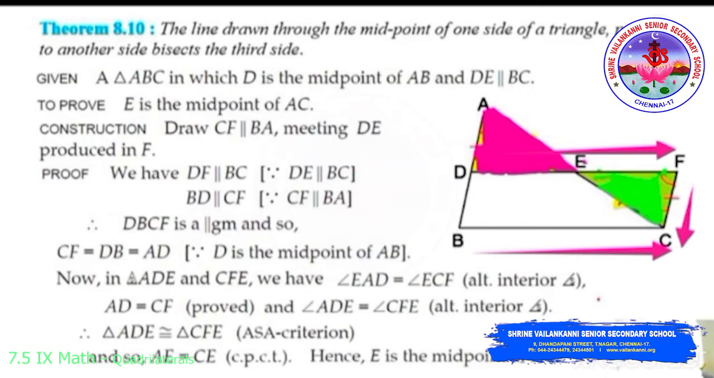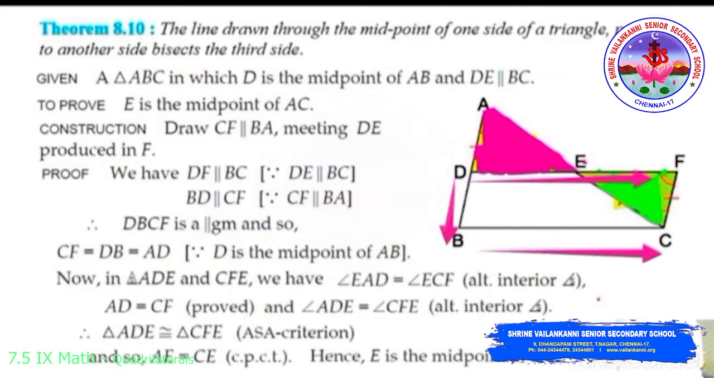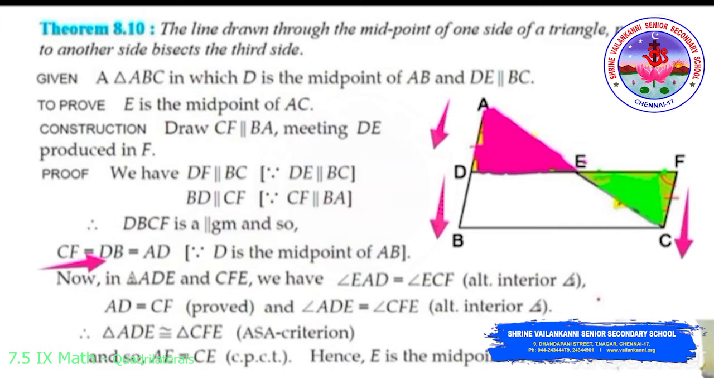Also, CF is parallel to AB by the construction, and since D lies on the line AB, BD is parallel to CF. So we find that DF is parallel to BC and DB is parallel to CF. So DBCF is a parallelogram, which implies that CF is equal to DB, opposite sides of the parallelogram. Since D is the midpoint of AB, AD is equal to DB, and we proved that DB is equal to CF. So AD is also equal to CF.